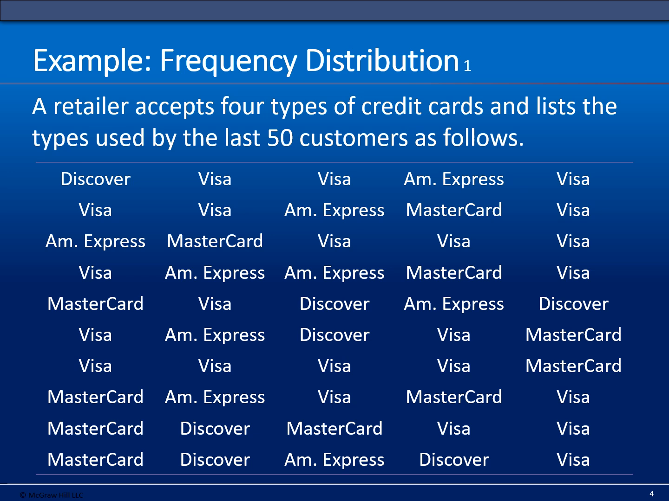Here we have a frequency distribution of a retailer who accepts 4 different types of credit cards, and they list the type of credit card used by the last 50 customers. And so here we have a frequency distribution. It's just a list of all the selections made by those last 50 customers.